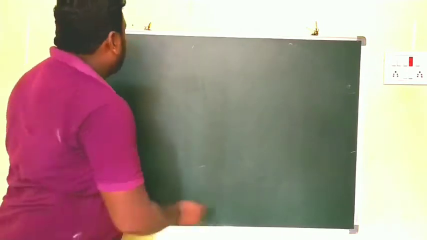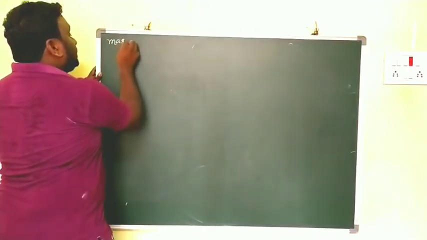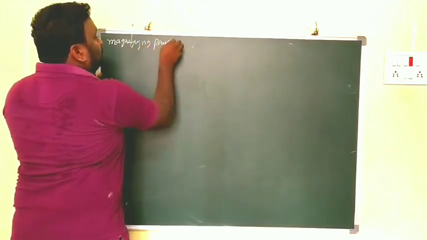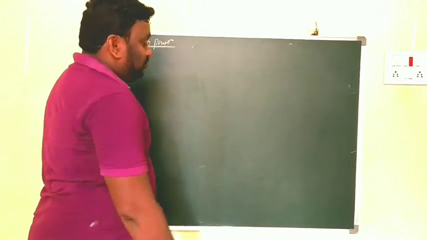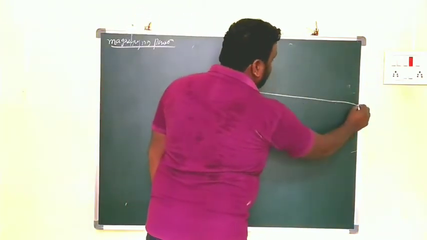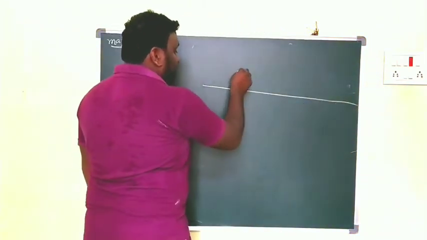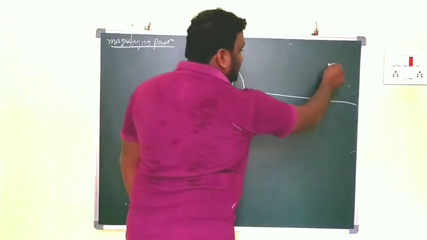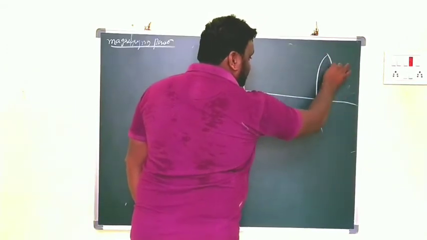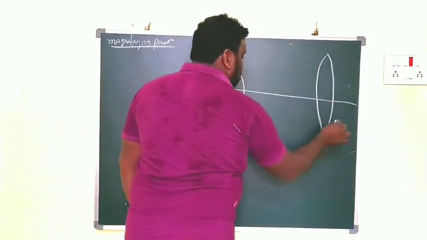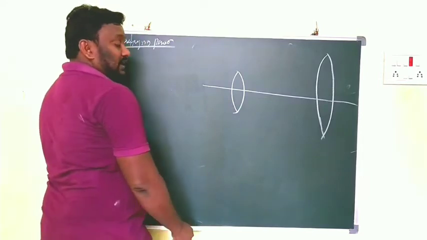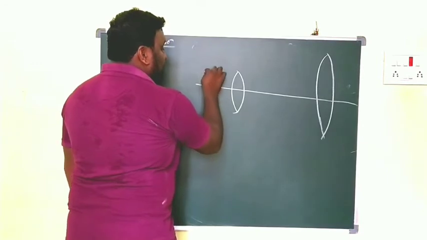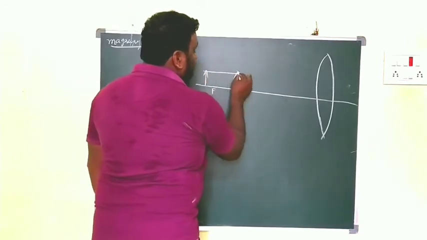So here, magnifying power of compound microscope. For that again we have to draw the diagram. Same thing here: this is the objective lens, and that should be here the eye lens, and this is the focus, and now here the object is there. Clear?